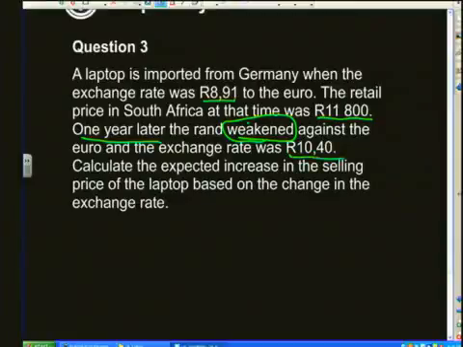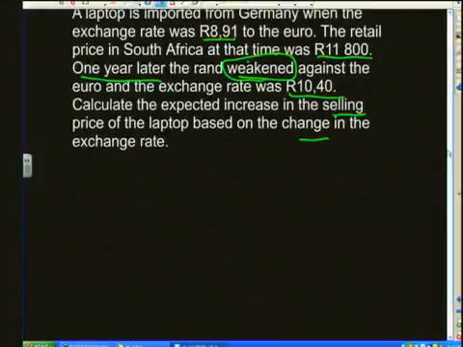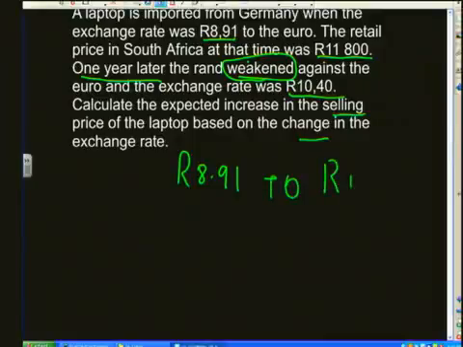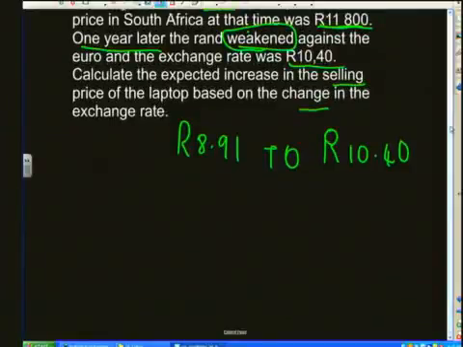They say calculate the expected increase in the selling price of the laptop based on the change in the exchange rate. So let's have a look at what happened here. Your exchange rate went from 8.91 to the euro to 10.40. So based on this change, based on this percentage increase, what can we expect to pay in a year's time for this laptop? So the first thing we've got to do is work out what the percentage change was. Okay, so we work out the percentage increase.